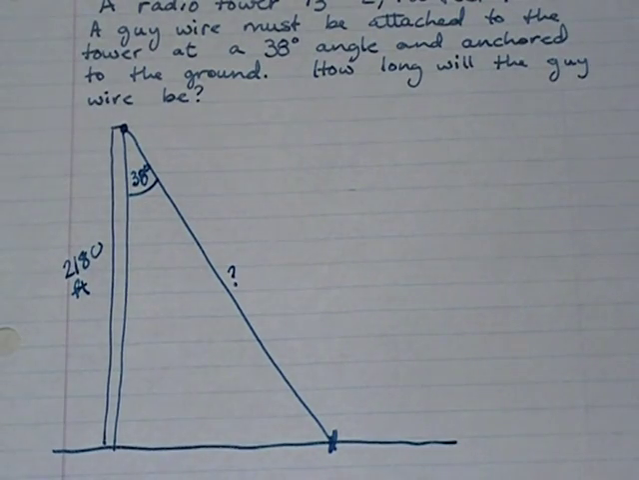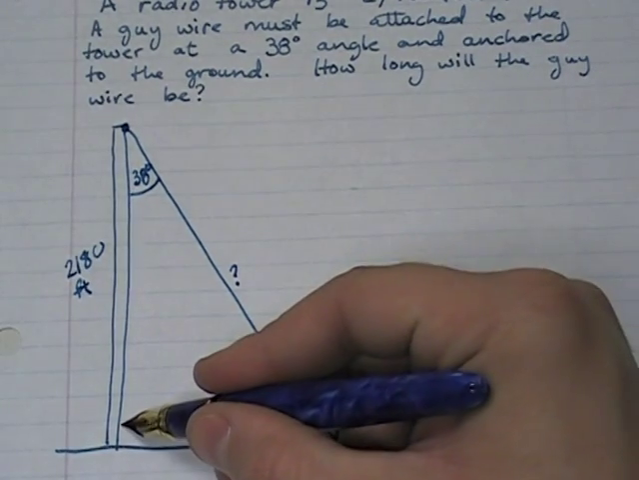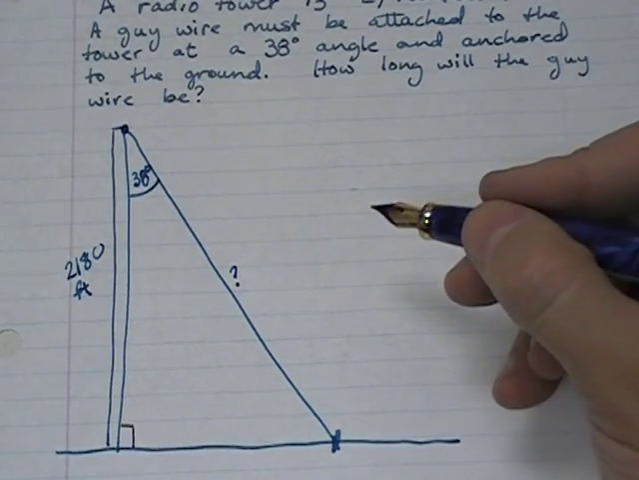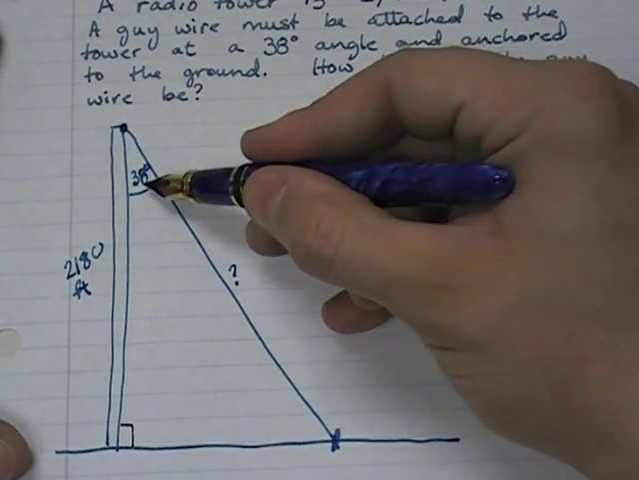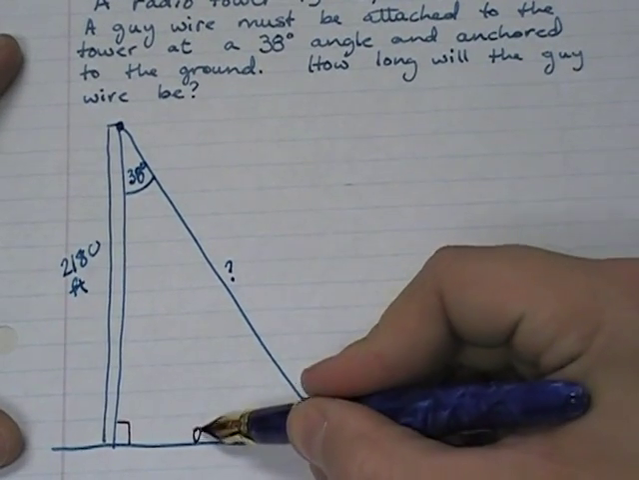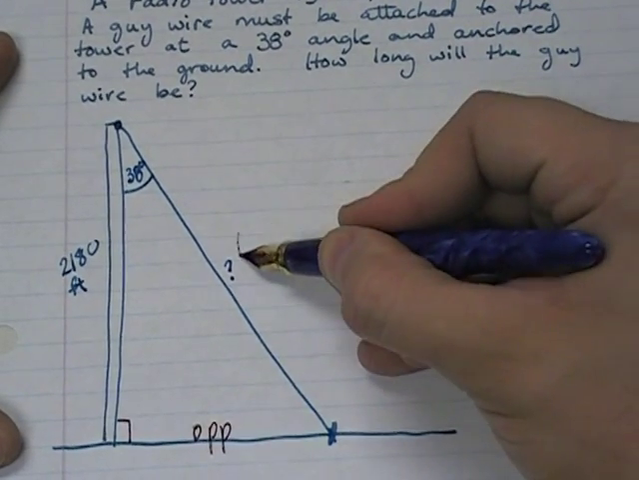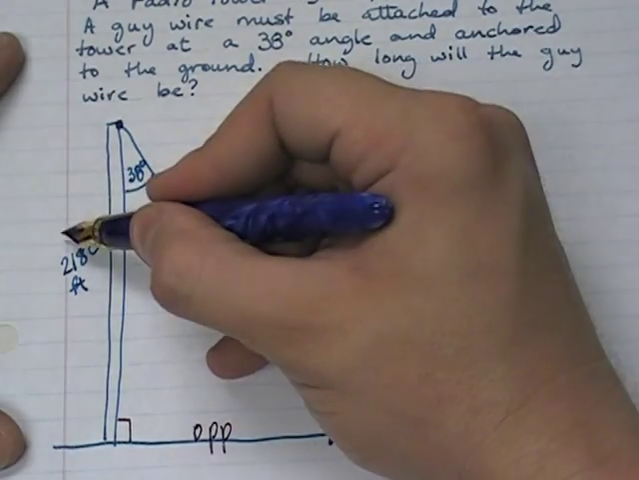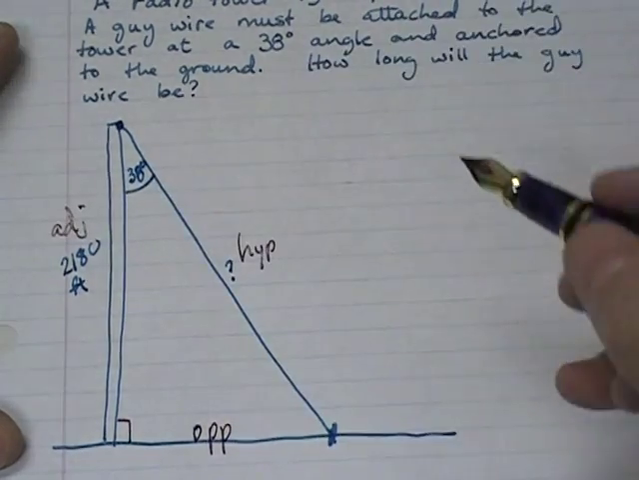Now, first thing we need to do is identify what this is. It's a right triangle. And we need to identify the sides. Here's the angle. So across from that angle is going to be the opposite. This is going to be the hypotenuse. And this is going to be the adjacent.